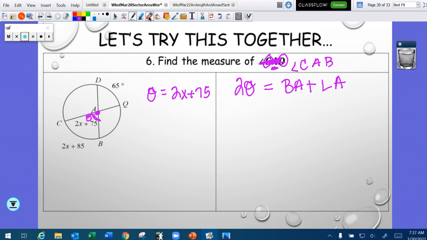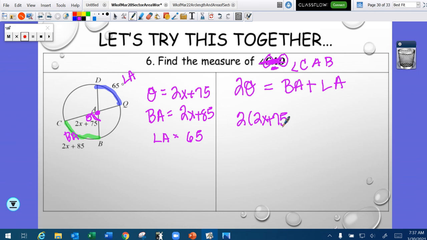My big arc, and it doesn't matter which one you call big, and it doesn't matter which one you call little when you are adding. So I'm just going to kind of eyeball it. It looks like CB is the big arc. So big arc, we're just going to call this the big arc, and we're going to call this a little arc. And the arc has to be in between the two angles. So 2x plus 85, and the little arc is 65. So I'm going to substitute into my equation. Equals 2x plus 85, substitute in, plus the little arc.